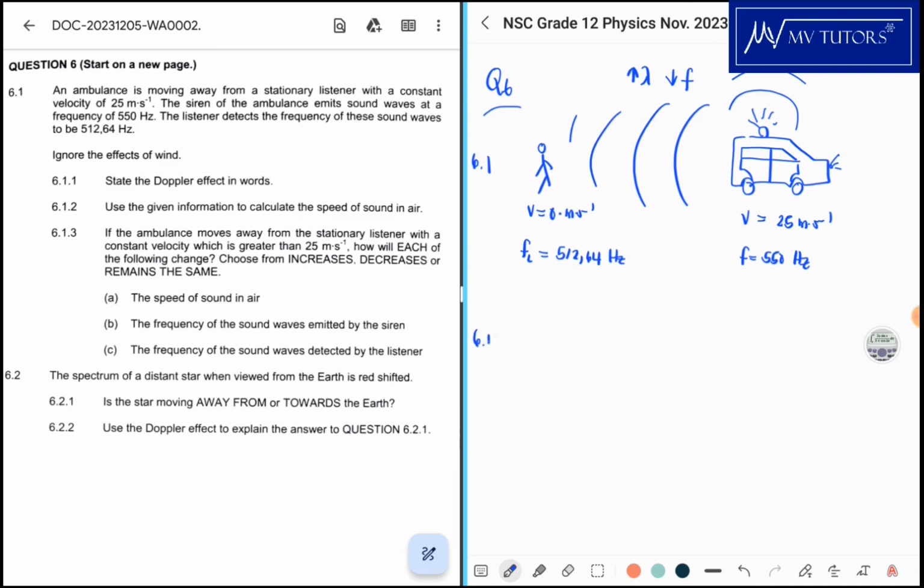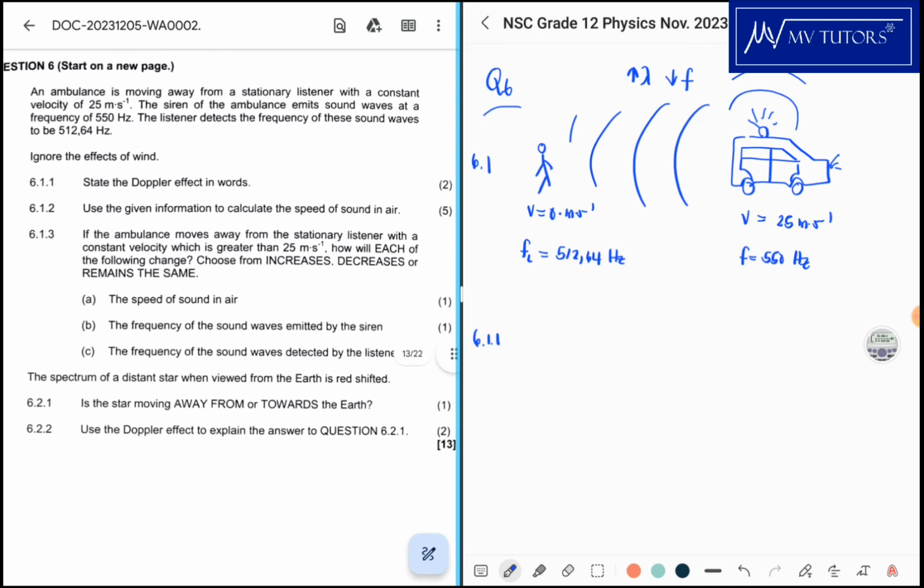So let's go to 6.1.1. It says, state the Doppler effect in words, probably for 2 marks. Basically, guys, the Doppler effect is the change in frequency of the sound that is detected by a listener, because the sound source and the listener have different velocities relative to the medium of sound propagation. If you can explain that in your own words, that would be great. If you can cram, that's also great. But that's the definition.